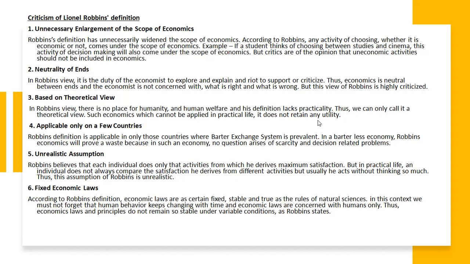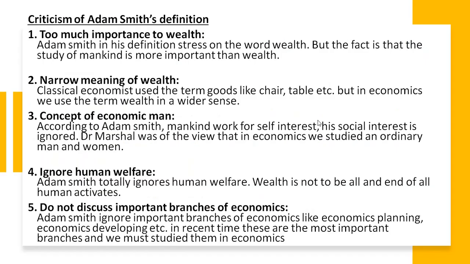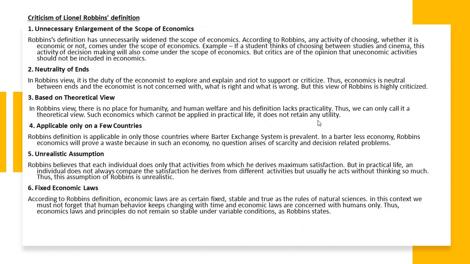And the neutrality of ends. In Robbins' view, it is the duty of the economist to explore and explain, and not to support or criticize. Thus, economics is neutral between ends, and the economist is not concerned with what is right and what is wrong. But this view of Robbins is highly criticized. This point is quite similar to Adam Smith's definition. This neutrality of ends means that whether it be a right method or a wrong method, you just fulfill and satisfy human wants.